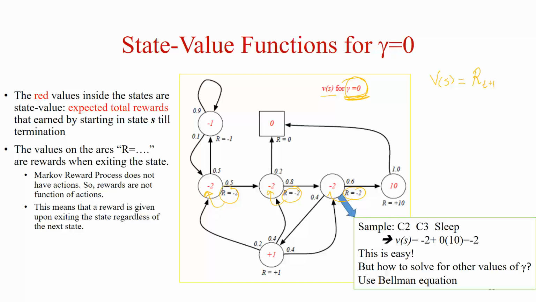I have a very short-sighted mechanism of collecting the rewards. I am just interested in the reward that is coming at t+1, which is the very next time step. Okay, so this is when the discount factor equals 0.